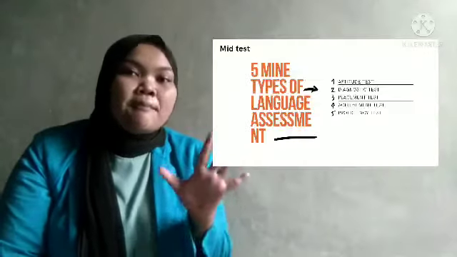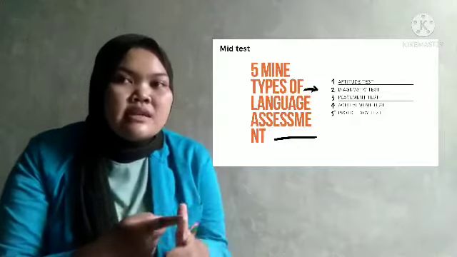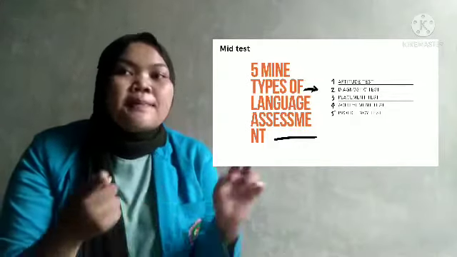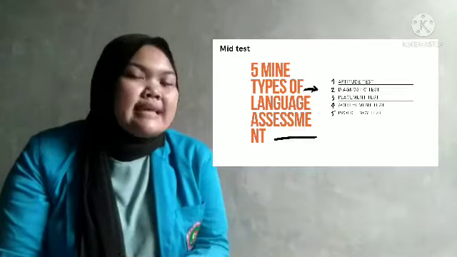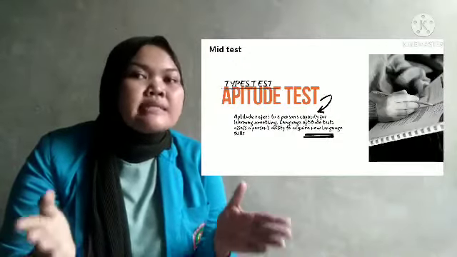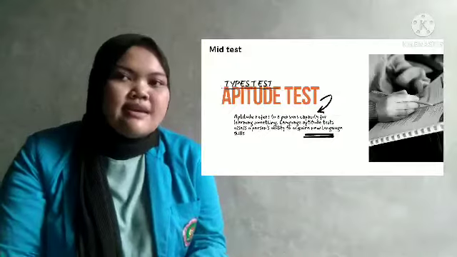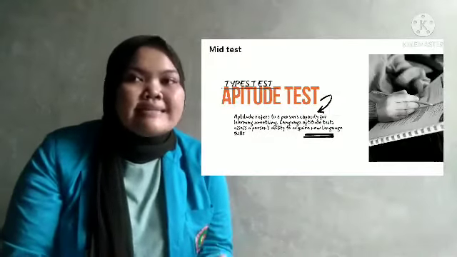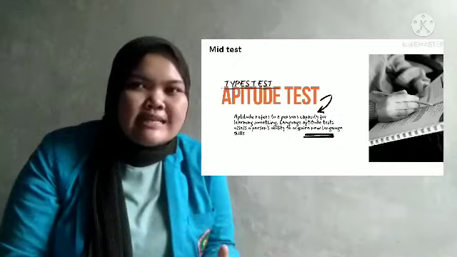There are 5 main types of language assessment: aptitude, diagnostic, placement, achievement, and proficiency tests. Number 1 is aptitude test. Aptitude refers to a person's capacity for learning something. Language aptitude tests assess a person's ability to acquire a new language skill.